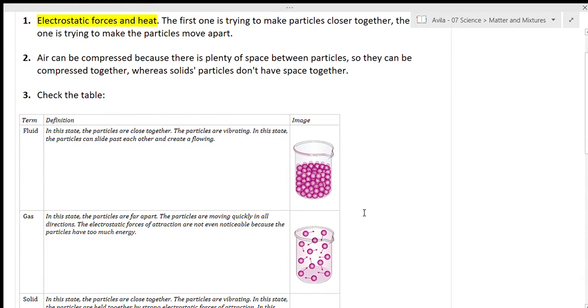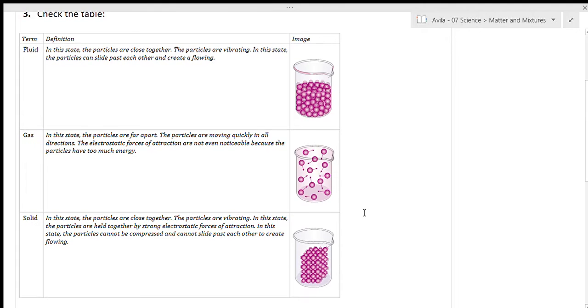Question 3 and question 4 was about filling this table. I want you to copy this table, girls, into your notebooks because I want you to draw the images so that you have all the information in your notebook. So the first one is a fluid, which is a state where the particles are close together, but the particles are vibrating. In this state, the particles can slide past each other and create a flow. So if you see here, the particles are vibrating. You can see here what they were trying to draw. They're close together, but they're not fixed together.